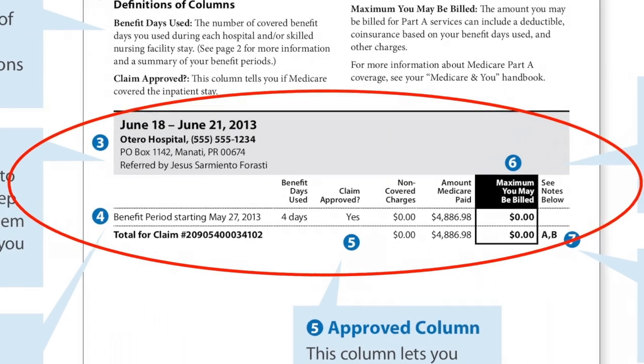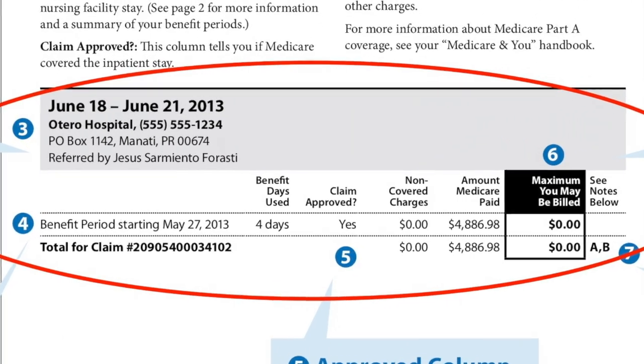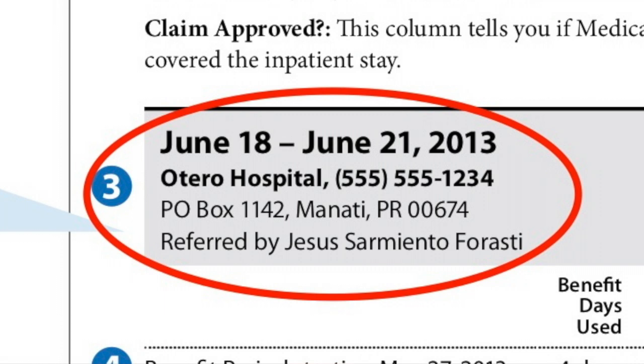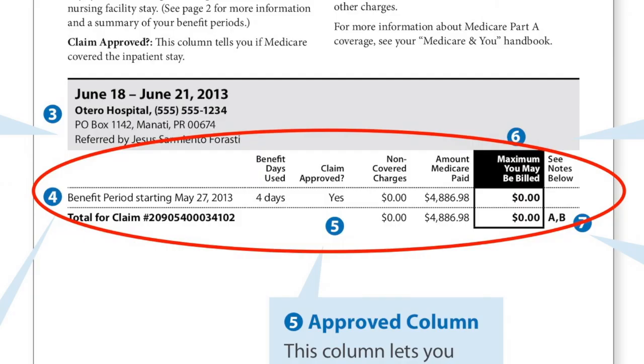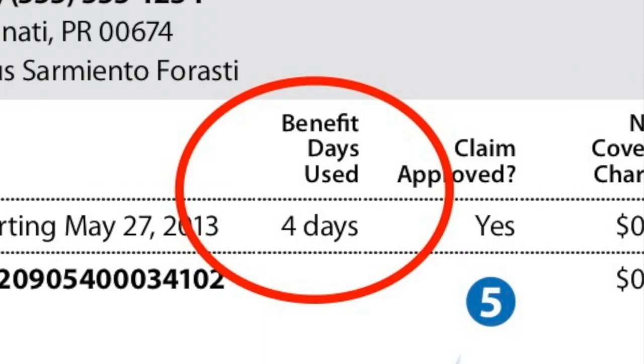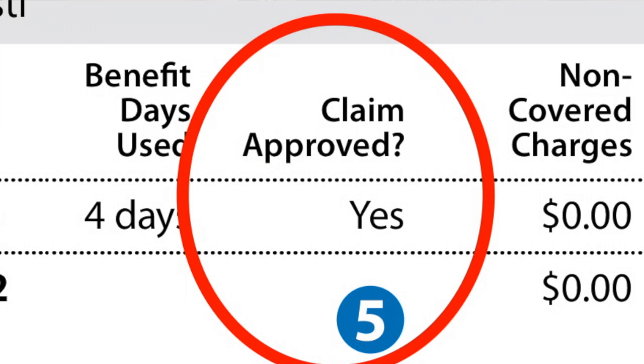Next is the claim itself. It will begin with the date you were in the facility and which facility you were at. Under that will be the line item for each benefit period at that facility. The immediate next column will show how many days you used in that facility. Next will be whether the claim was approved or denied.